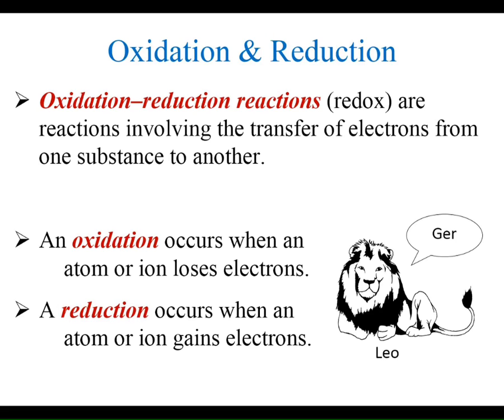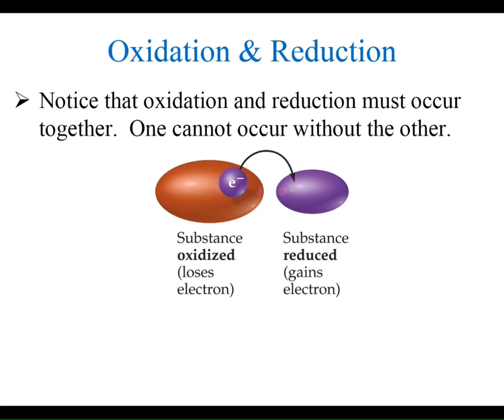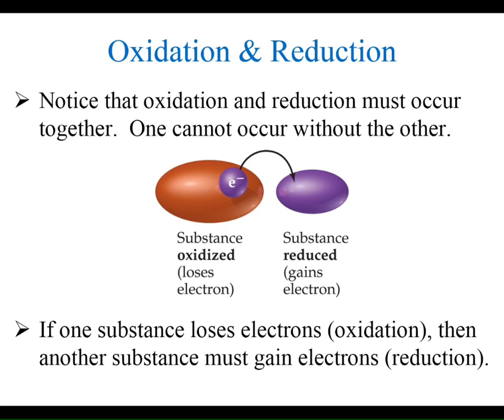So, LEO, GER: lose electrons, oxidation; gain electrons, reduction. Now again, we can't have one without the other. Just like we saw before, if one thing is losing electrons, something else has to be gaining, right? You can't have one without the other. If one thing is oxidized, losing, something else has to take those electrons. They can't just go out into space. There has to be something else that's willing to take them.